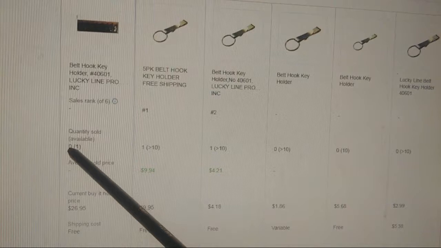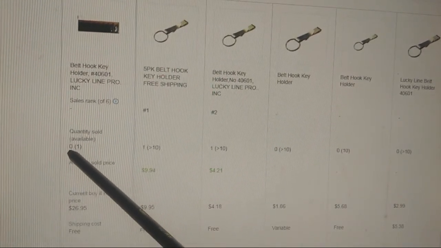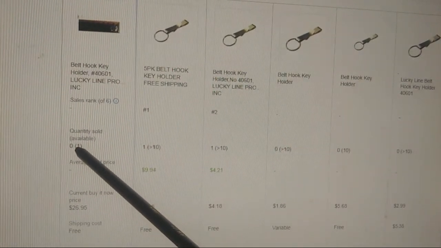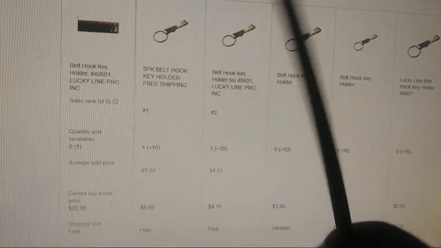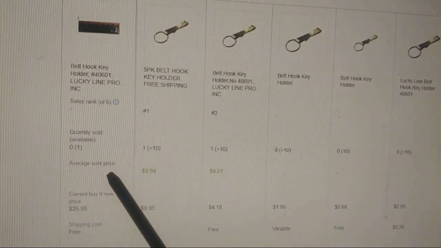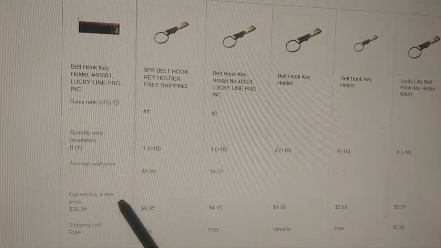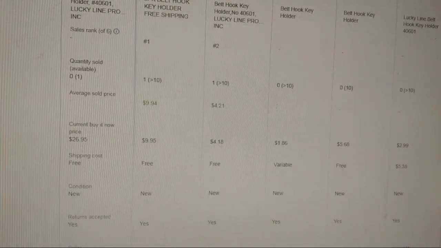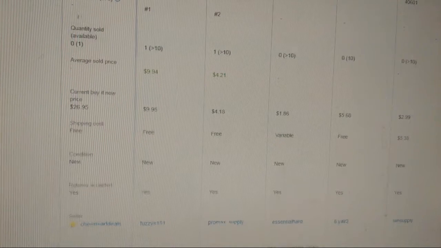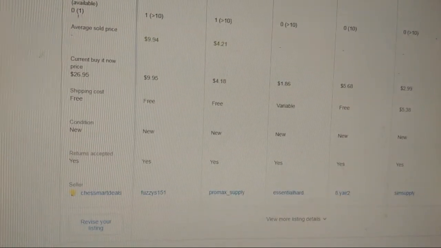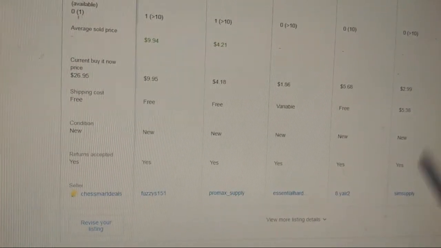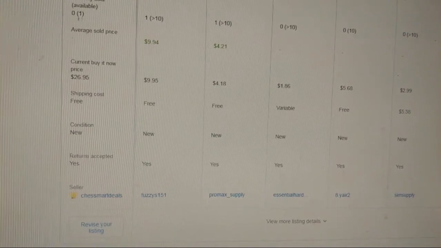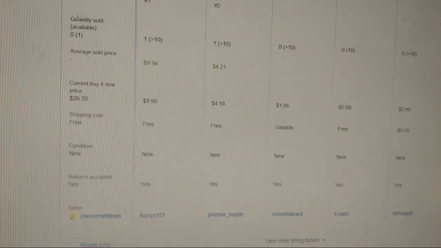This says quantity sold, so the number outside the parentheses is how many you've sold. The one inside is how many have been sold. Then you have the average selling price, the current buy it now price, and then as you go down, they have the shipping cost, whether or not they accept returns, what the condition is, and the seller. So you can see the seller level, stuff like that.